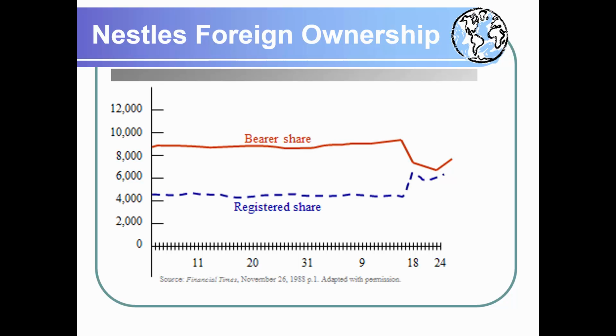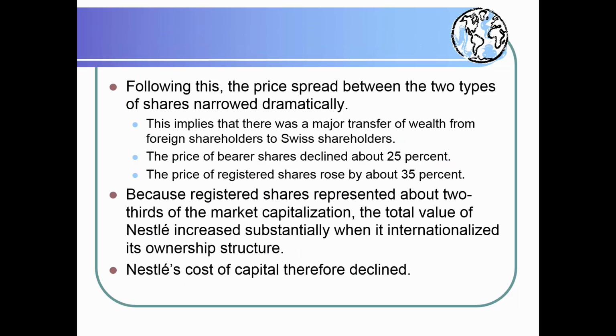And what we see here is that prior to that announcement, the price of bearer shares was much higher than the price of domestic shares. But at the announcement, the price of bearer shares went down and the price of registered shares went up suddenly. So basically here, the price spread between the two types narrowed dramatically, and basically tells you that there was a major transfer of wealth from foreign shareholders to Swiss shareholders. The price of bearer shares declined by 25% and the price of registered shares rose by 35%.